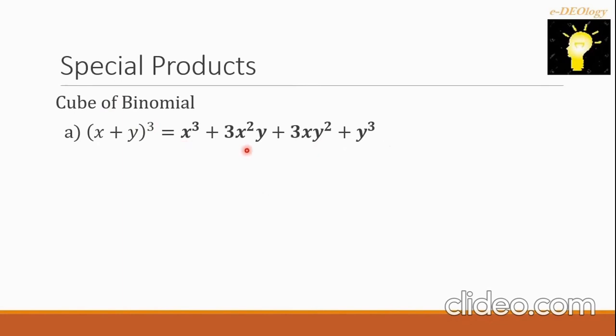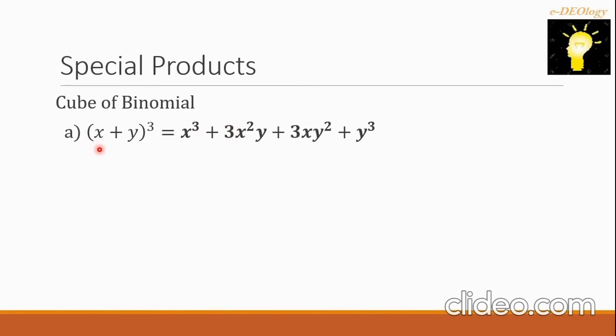We have 4 terms in the product here. So let us examine one by one. The first is x cubed. It comes from the first term here, x, and it is raised to 3. The second term, the constant 3 will always be there.